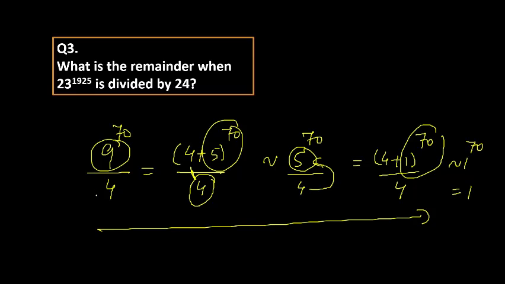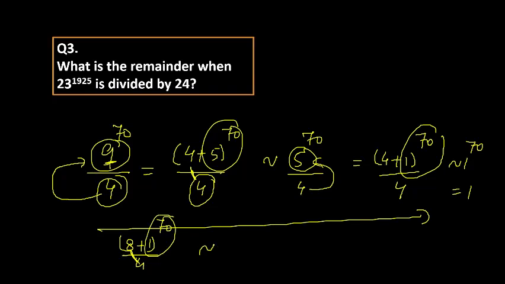What is the direct approach? Try to make the nearest multiple of 4 here. We can write 9 as 8 plus 1 directly. So this is divisible. The next one is your remainder. 1 raised to the power 71.